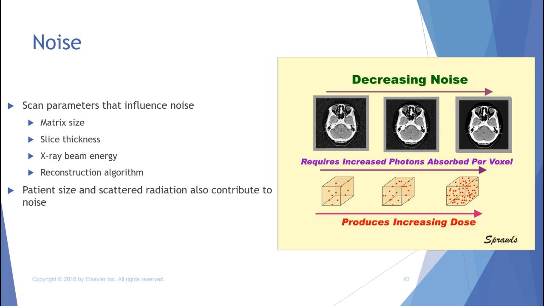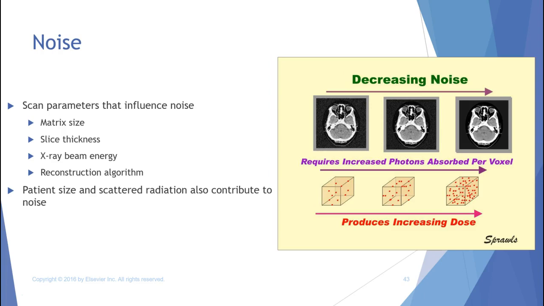Okay, noise. The scan parameters that affect noise: your matrix size, your slice thickness, of course your X-ray beam energy, and also, believe it or not, your reconstruction algorithm. So you can have a decent looking picture in the standard algorithm, which just means you've used plenty of dose, you had a decent matrix, your slice thickness isn't too thin, and you have nice pretty pictures. But then you go in and you change that algorithm to one that's more detailed, like bone, and now you've got a noisy image, okay?